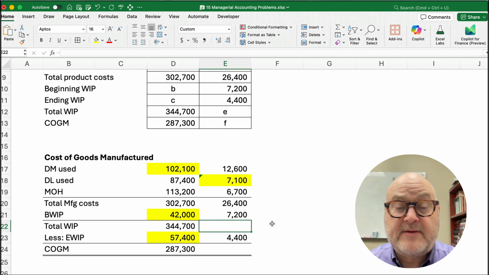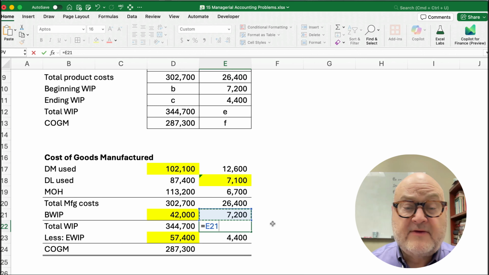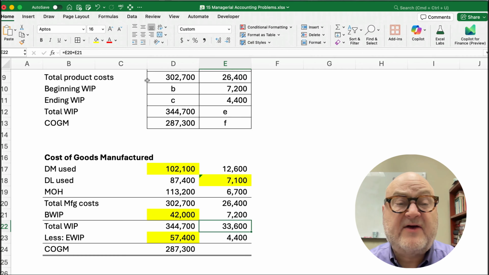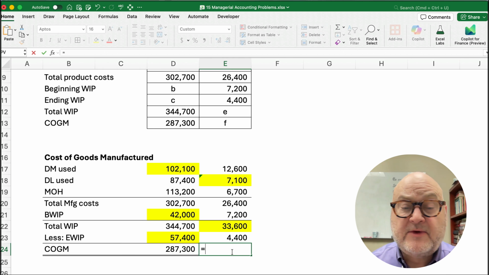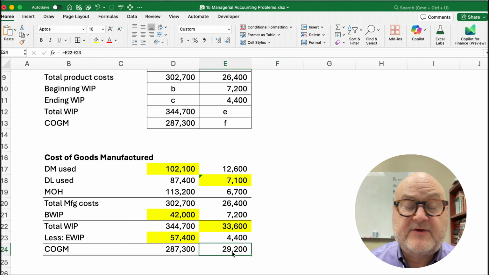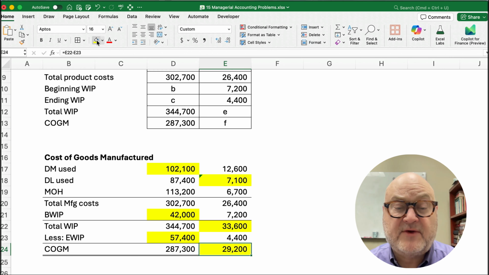Our total work in process is going to be the 26,000 plus the 7,000, and that's going to be 33,600. And then to get cost of goods manufactured, we take the 33,600 minus the 4,400, and that's going to equal 29,200. So those are our missing information and our cost flows.